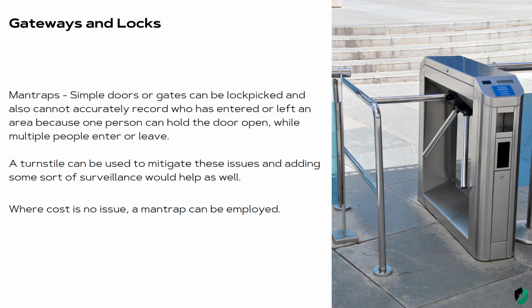And then moving on to gateways and locks, we have the man traps. So the thing about simple doors or gates is that these can be lock picked, and then we also cannot accurately record who is going in and who is going out through these doors, because guess what? One single person could open the door and leave that door open for other people to simply walk in or walk outside. So a turnstile, we could use this to mitigate this issue, because with the turnstile, typically only one person can go in at a time. And then we could also add some sort of a surveillance as well that would help.